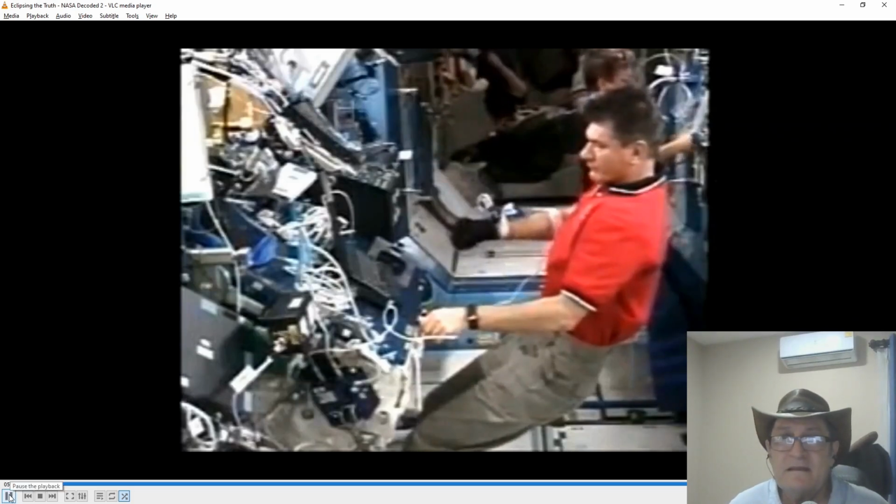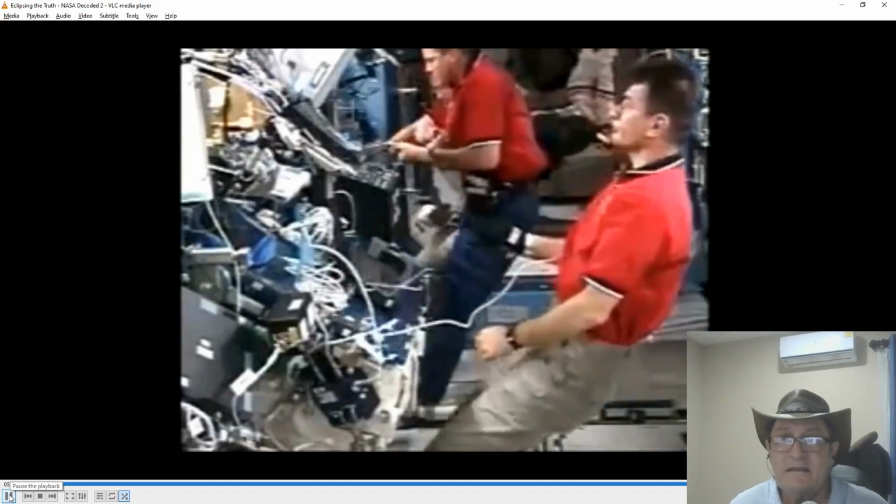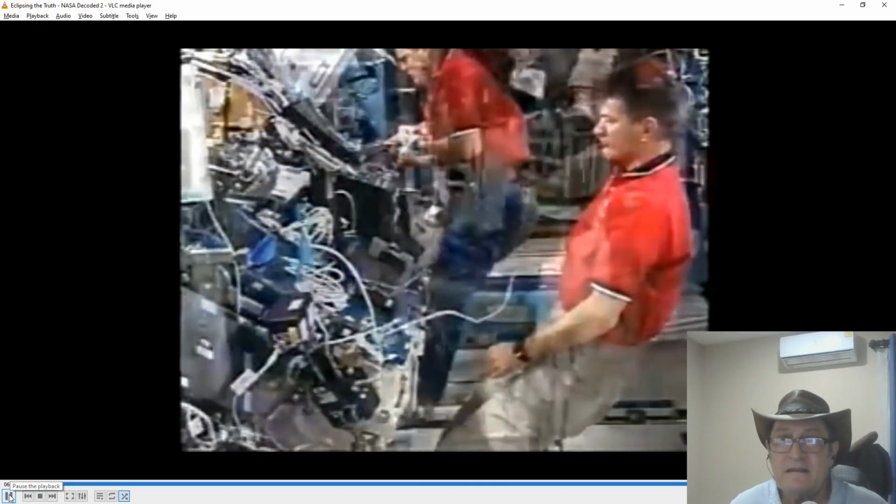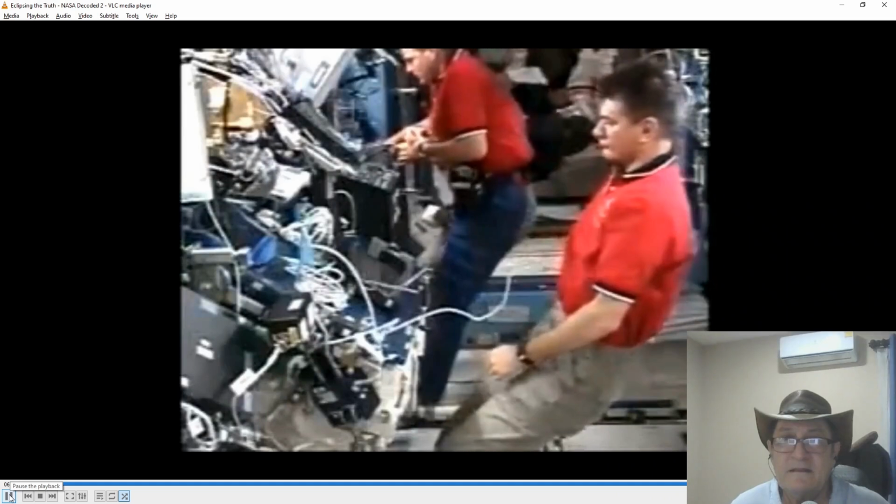A little bit of experiment that was put up by the Italian Space Agency. I'm launching a ball that doesn't exist there, so it's kind of funny. I'm launching a ball that doesn't exist.